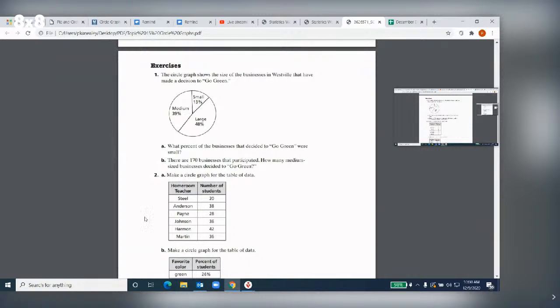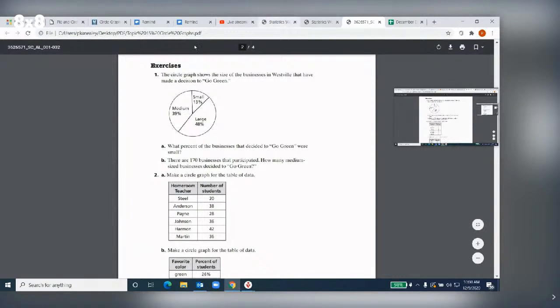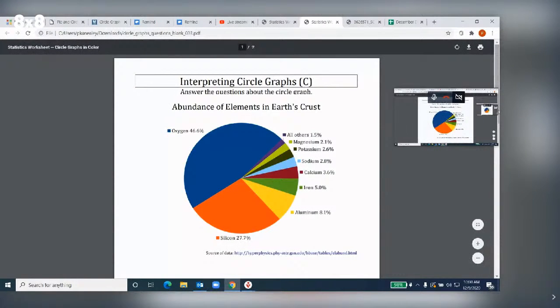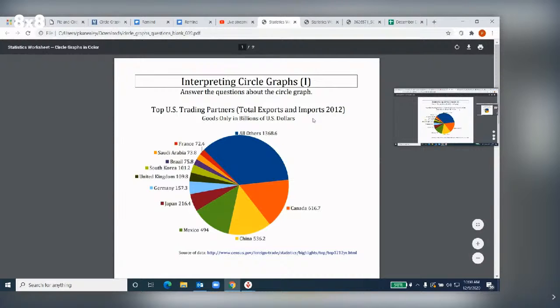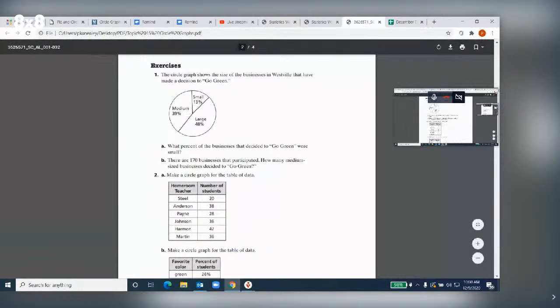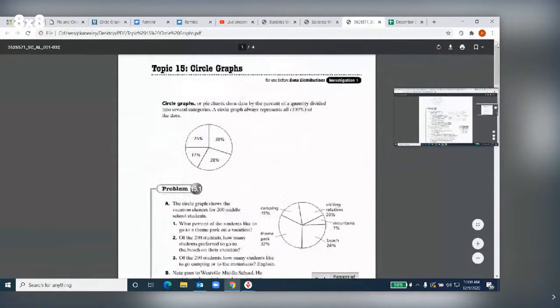We'll go back. I just want to review. The first thing you always want to do is look at what the title is. This one is Abundance of Elements in the Earth's Crust. So it tells you this pie graph is going to be about the elements in the Earth's crust. This one, top US trading partners, lets you know this graph is going to be about who the US trades with.